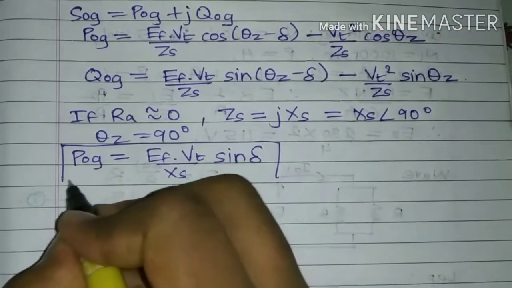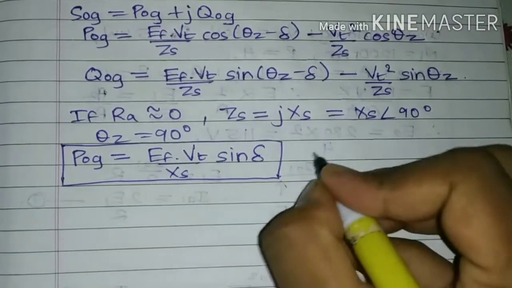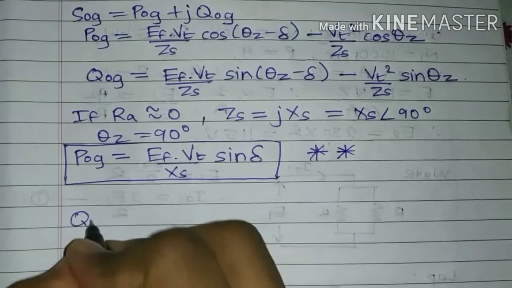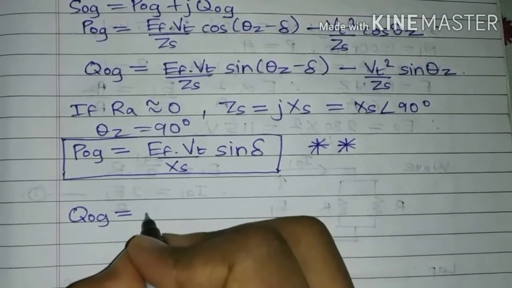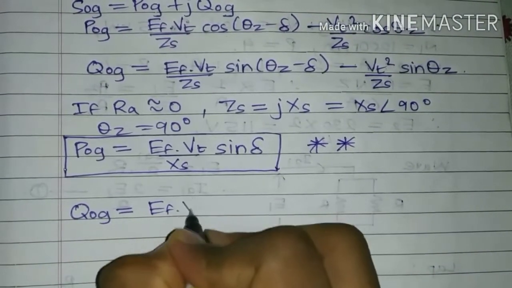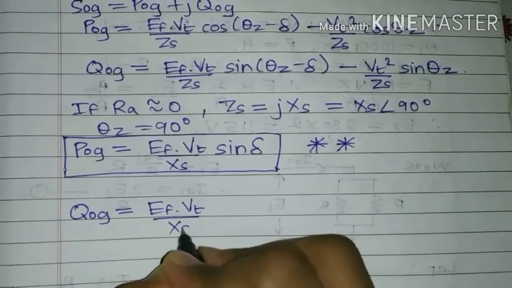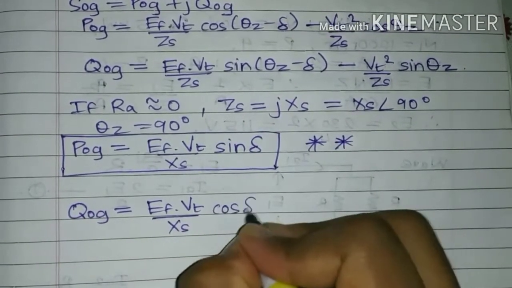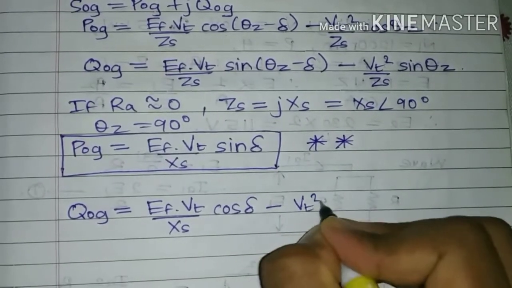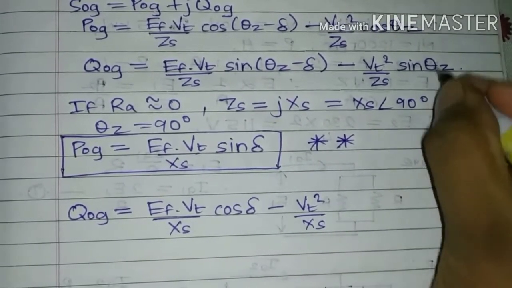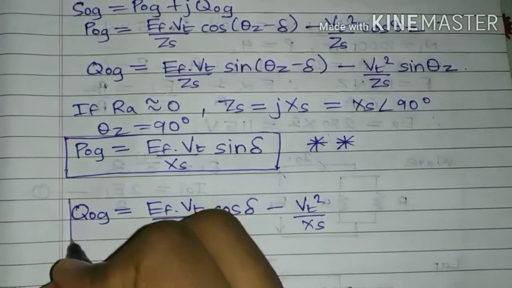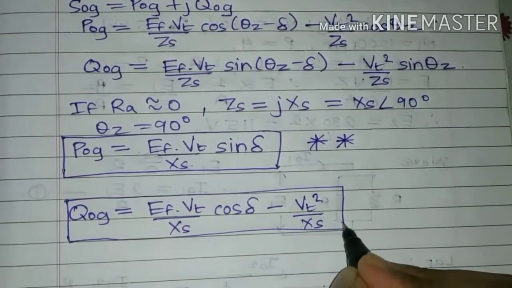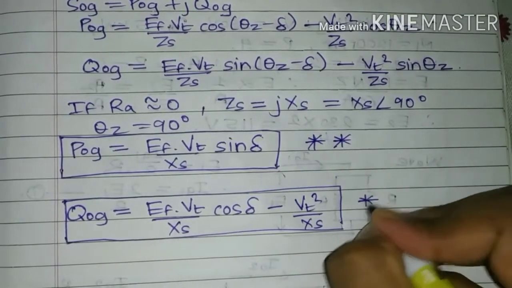So this is a very important equation for power systems. Similarly, QOG is equal to EF into VT upon XS sine of 90 minus δ will be cos δ minus VT square upon XS, as sine 90 is 1. Even this is a very important formula for power systems. These two formulas should definitely be in your short notes.